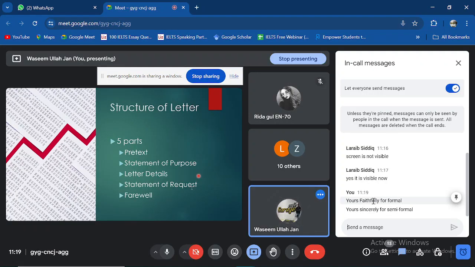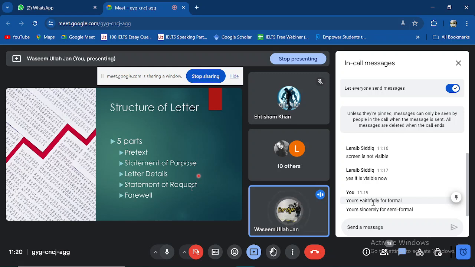After each portion, you are supposed to leave a line, whether you are typing or writing. Okay, you have written your pretext, Dear Dr. Hanan, leave a line. You have written your statement of purpose, leave a line. You have written your letter details, leave a line. You're not supposed to leave a line between the letter details paragraphs. Like if you're writing three paragraphs in your letter details, you're not supposed to leave a line between them. However, after you have completed your third paragraph in letter details, leave a line. Statement of request, leave a line. Your farewell, Yours sincerely, Yours faithfully, whatever you have written, leave a line, your name.